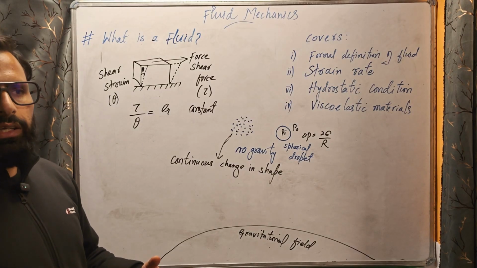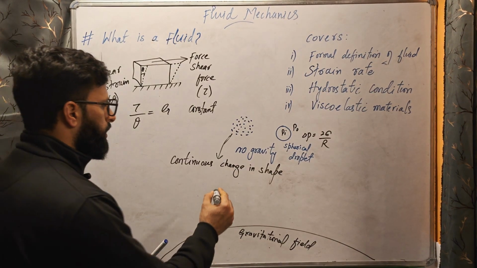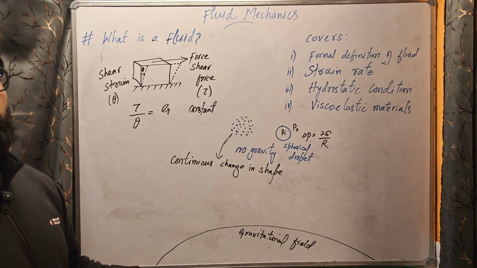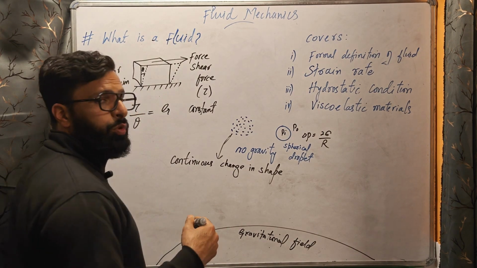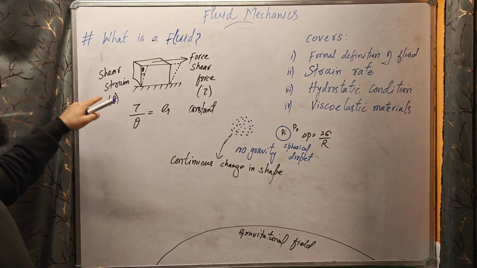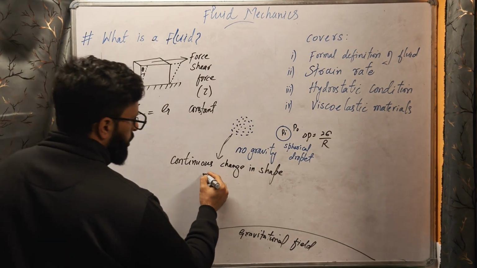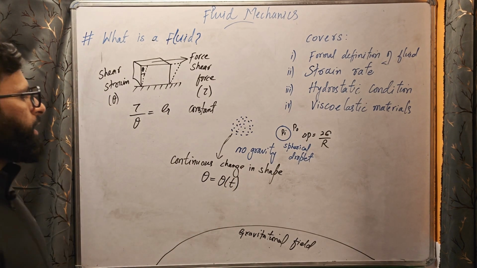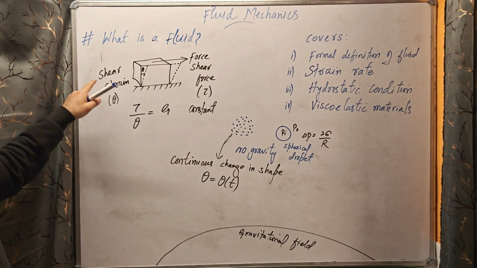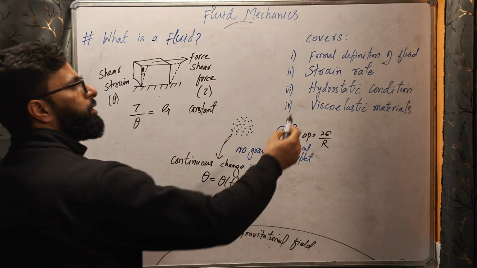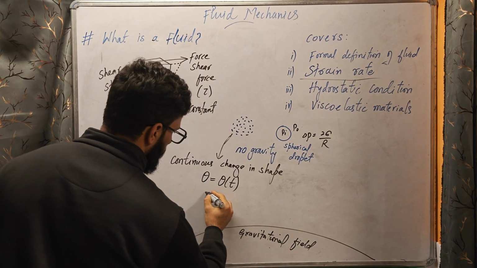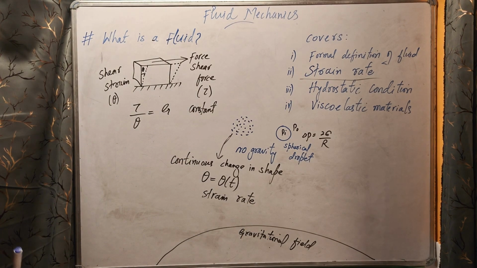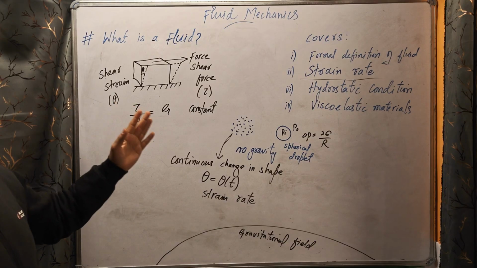Now whenever something changes continuously, we say it changes with time. We give it the parameter of time because it changes continuously, and we know time is something that moves continuously. So here shear strain is a fixed constant value. Here shear strain depends on time. That's why in the case of fluids we do not use the term constant shear strain, we use the term strain rate. So this is the difference between solids and fluids.